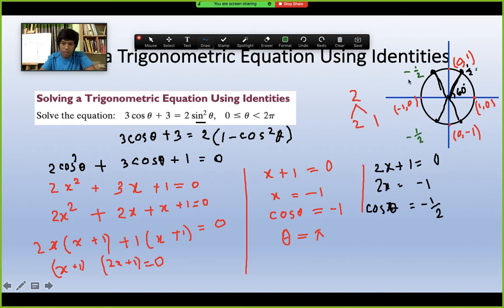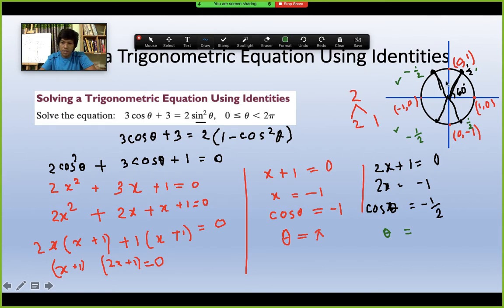In the second and third quadrants, our cos is negative, so that way also you understand it. This is also half, but this is plus half. So our solution is here and our solution is here. So we have these two solutions for this part of the math.